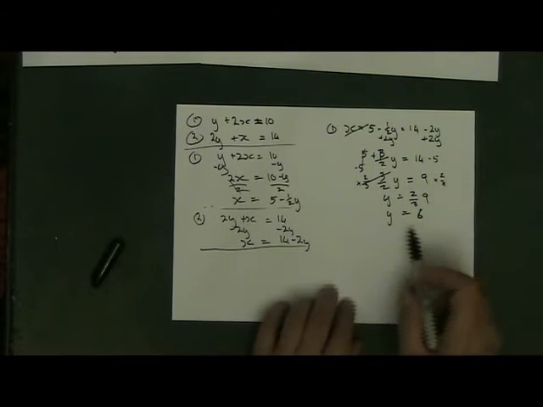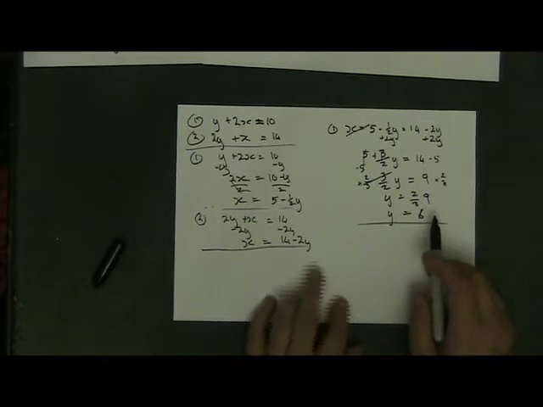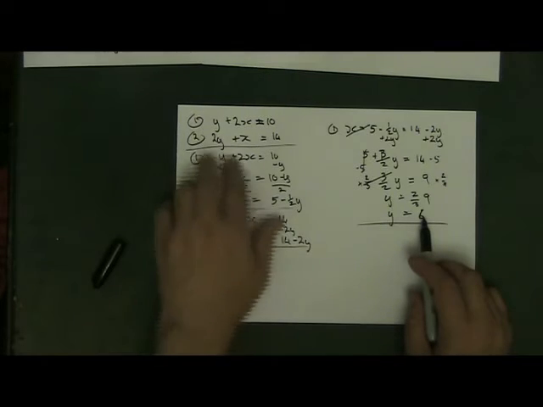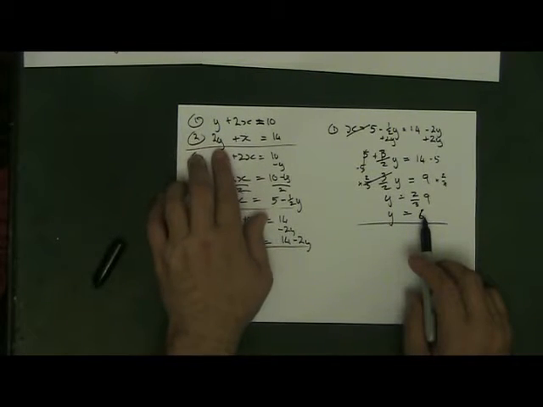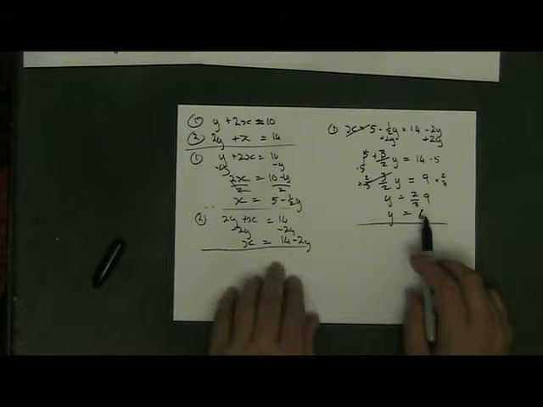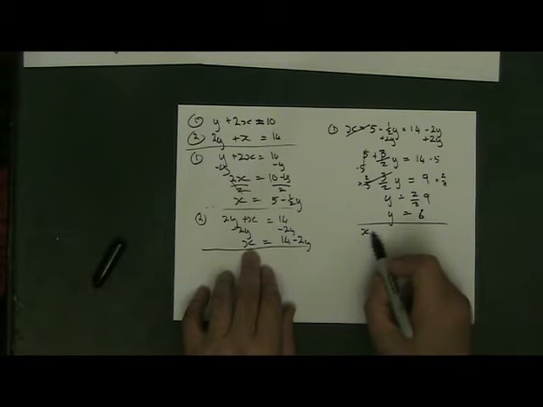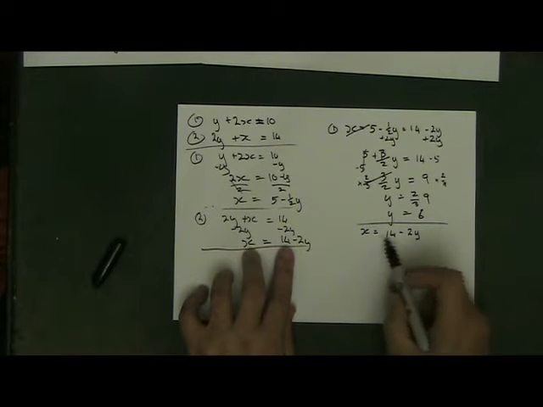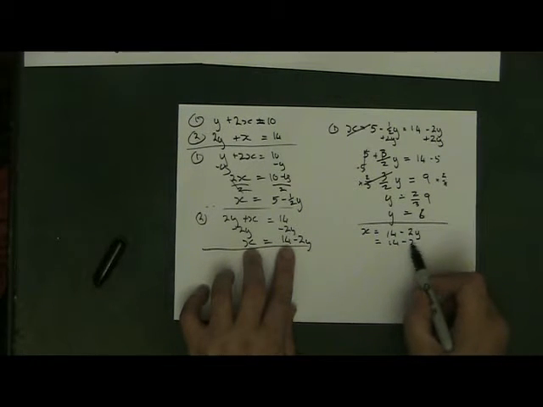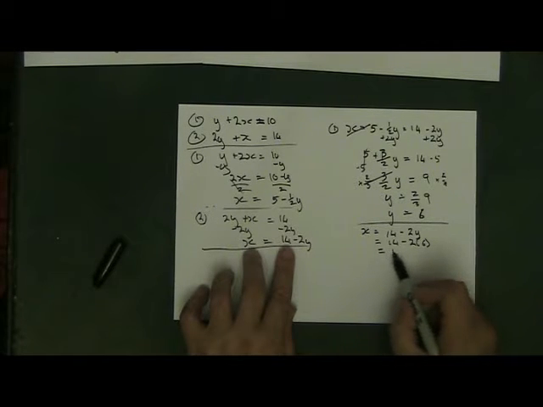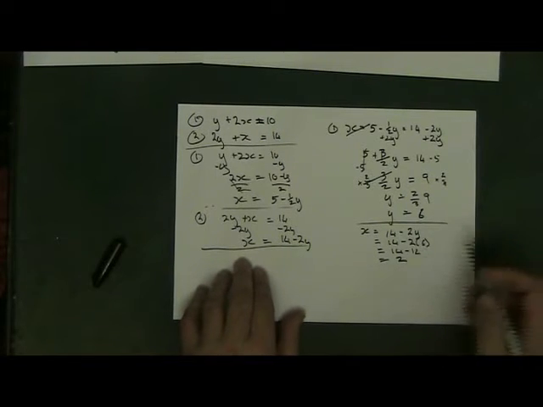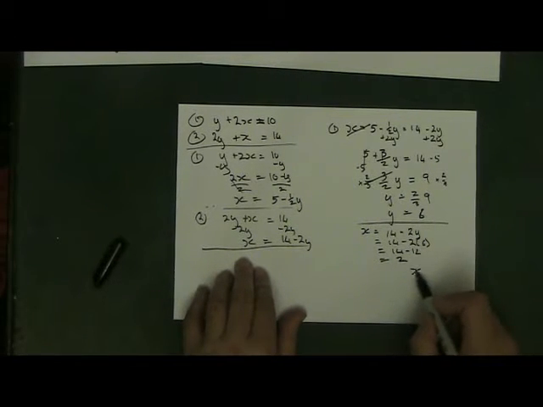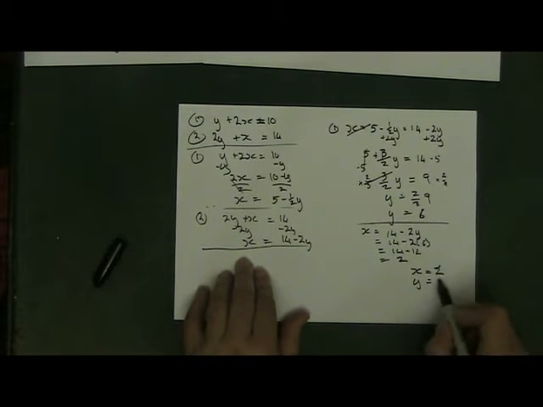Let's stick it into our equation. So now we know y, we stick it in one of these equations, which we've rearranged over here. x is equal to 14 minus 2y, which is equal to 14 minus 2 times 6, 14 minus 12, which is equal to 2. So according to this, x equals 2, y equals 6. And we can check.